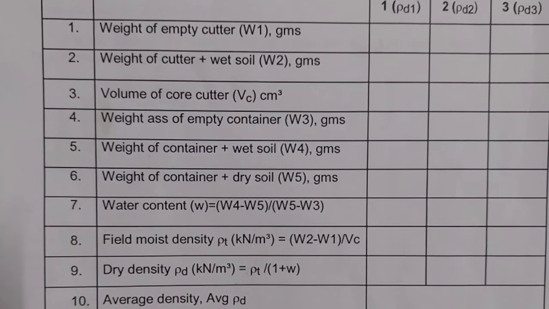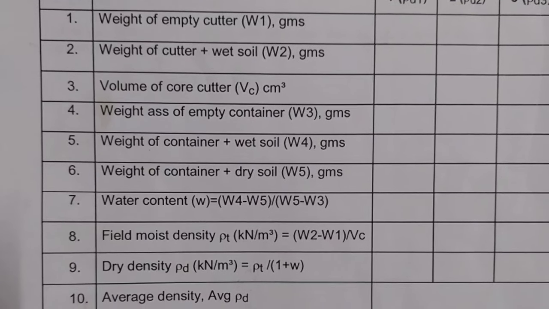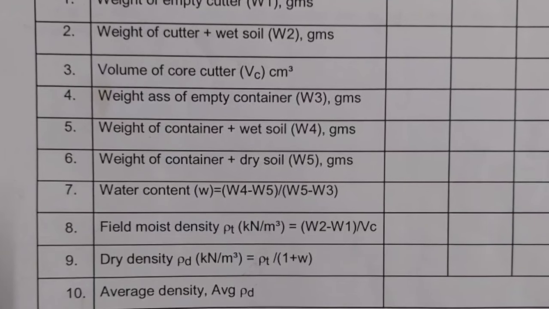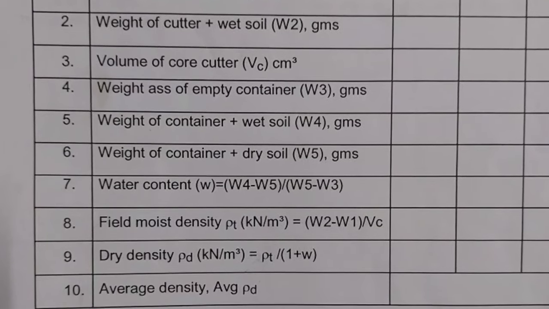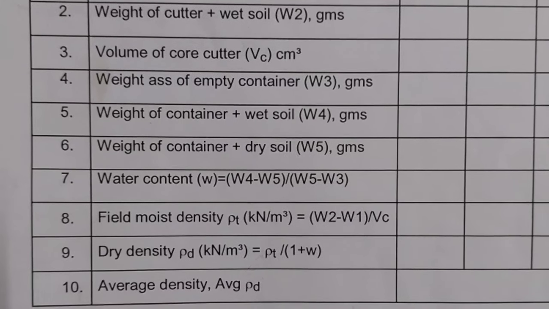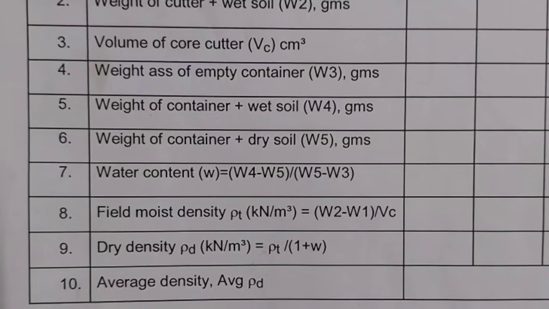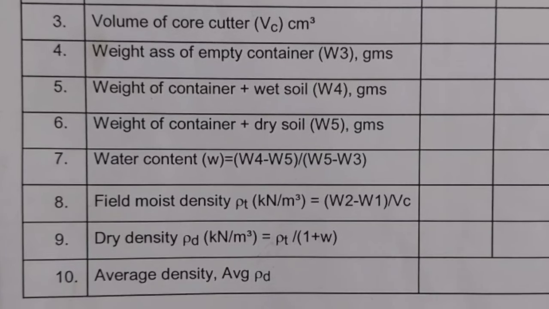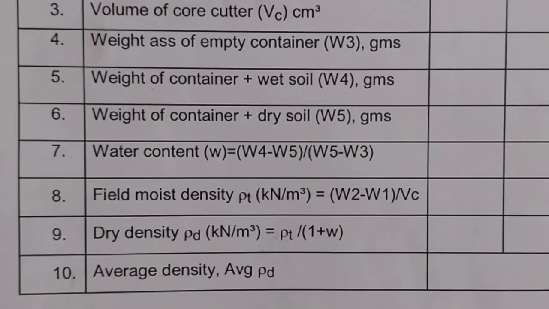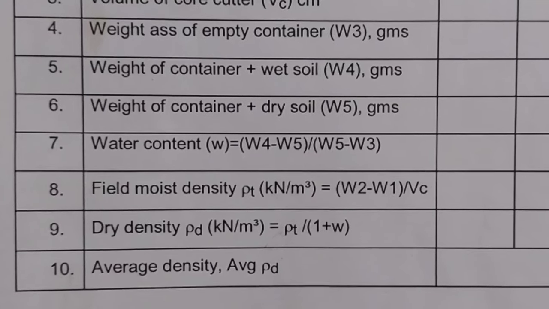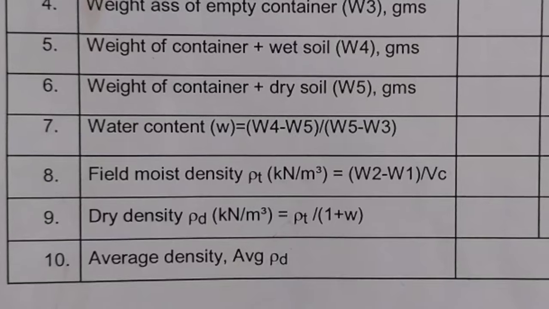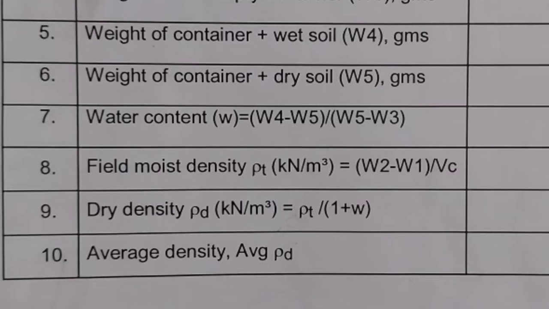We have noted the weights W1, W2, W3, W4 and W5, and also we have seen the volume of the core cutter. Now by using formulas 7, 8, 9 and 10, like water content, field moist density, and dry density, we will calculate the average density of the soil sample which we have collected from the selected site area. This is the process of the core cutter.